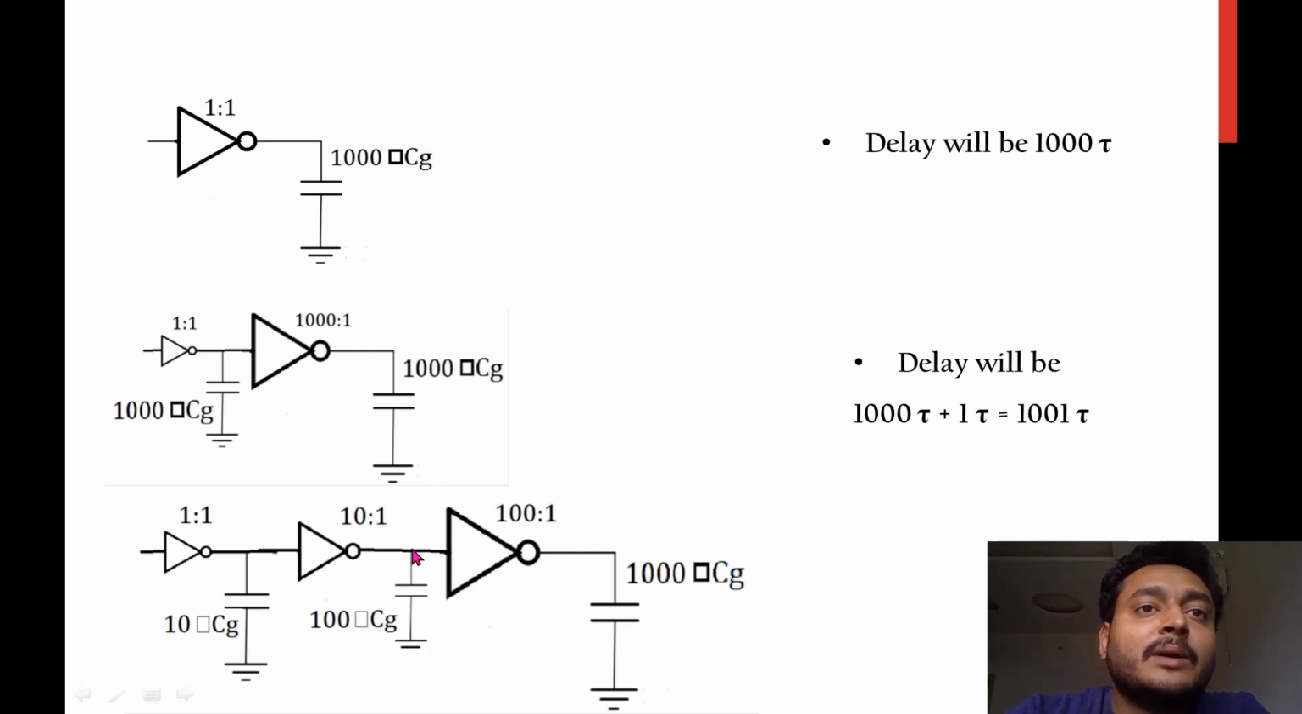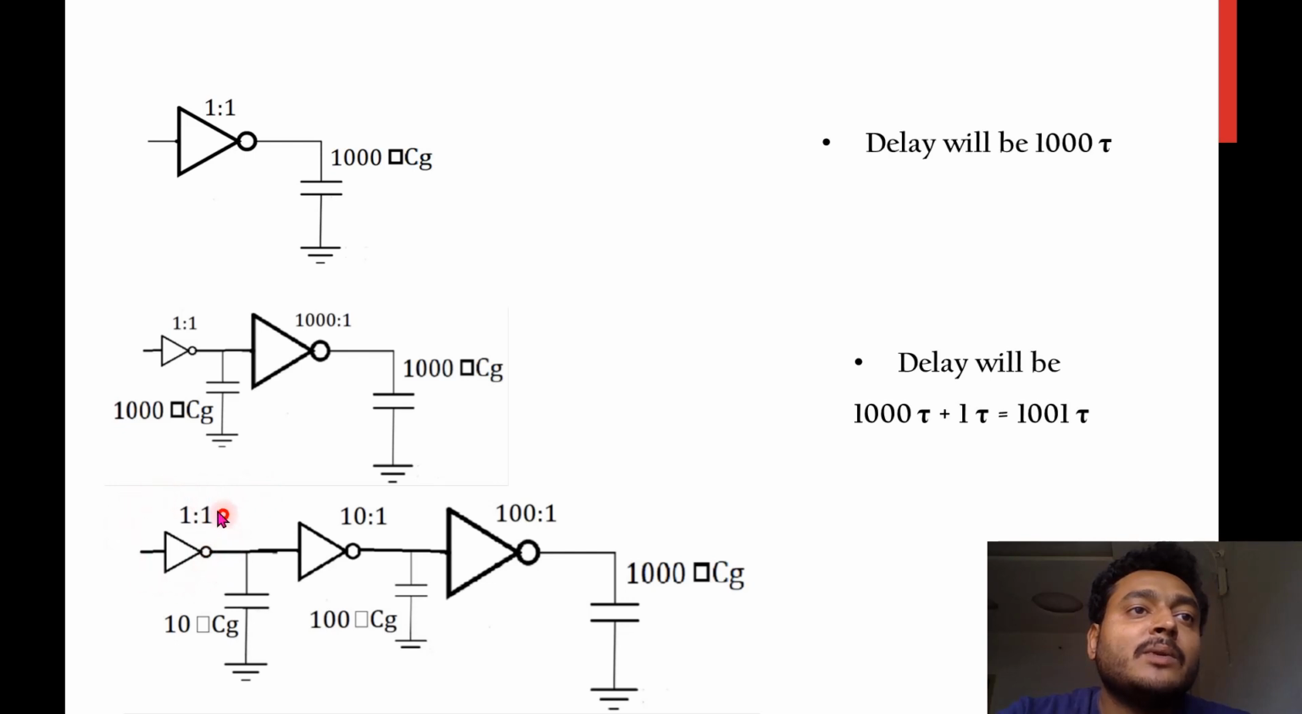Similarly from this node, it's going to be 100 times larger than this, so you have 100 times CG. For this inverter's charging, here again you have the normal 1000 CG to drive. So what will be the delay now? From here to here, since 1:1 is there and 10 CG is there, I get 10 tau.